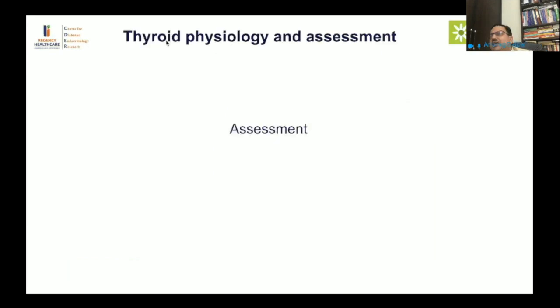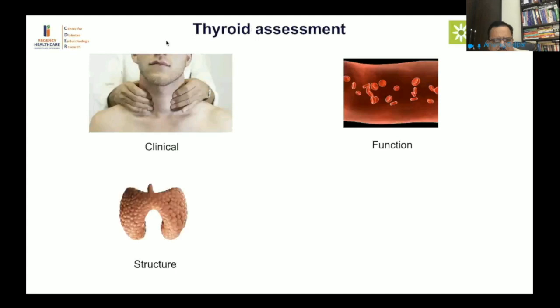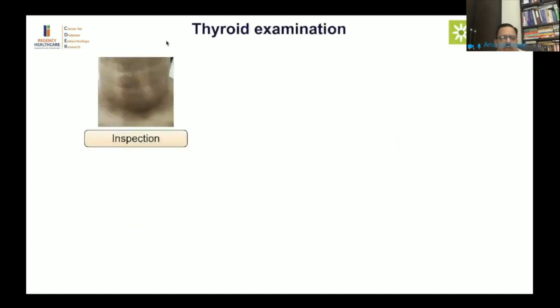So once we have done that, we'll now move forward quickly to the key aspects of clinical assessment of thyroid function. We'll talk mainly about clinical as well as the thyroid function test. How do we interpret that? The thyroid assessment will focus on clinical as well as the functional aspect of it. So thyroid examination is very important.